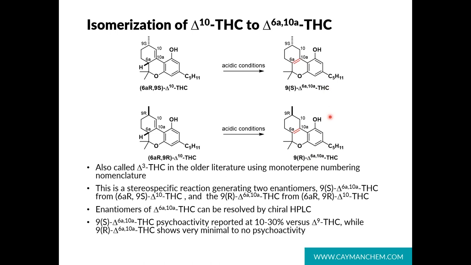The 9R and 9S isomers of delta-6A-10A are themselves enantiomers, and they can be separated using chiral HPLC methods. Both enantiomers were tested for activity back in the 1980s, with initial human tests showing mild psychoactive effects for the 9S delta-6A-10A isomer, with reported activity of approximately 10 to 30% relative to delta-9 THC. Additional animal testing models on the 9R delta-6A-10A THC enantiomer showed minimal to no psychoactivity.